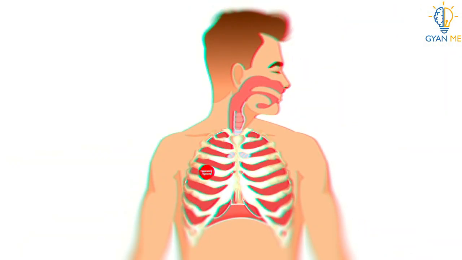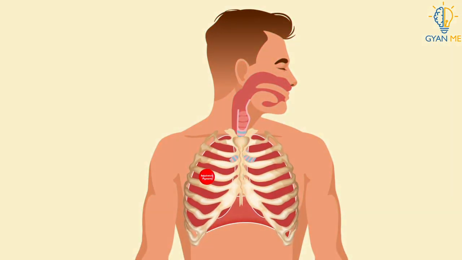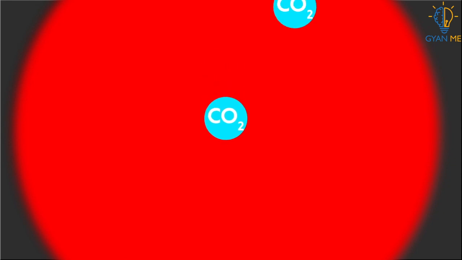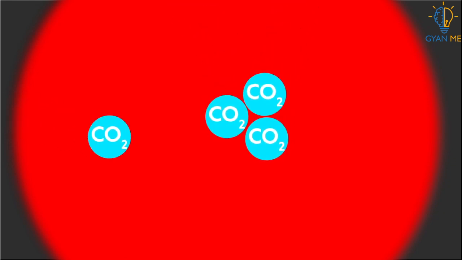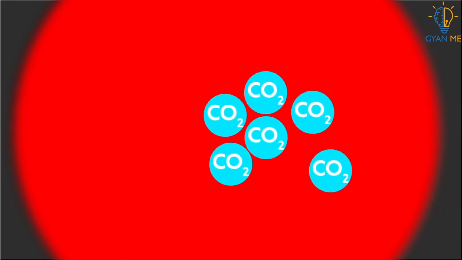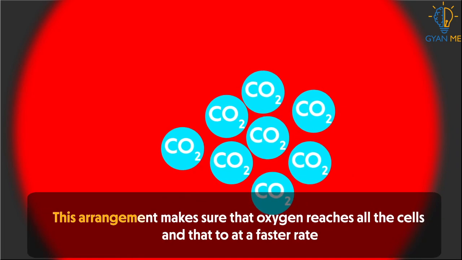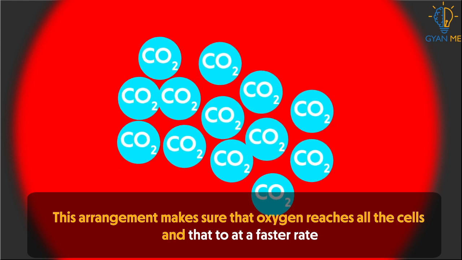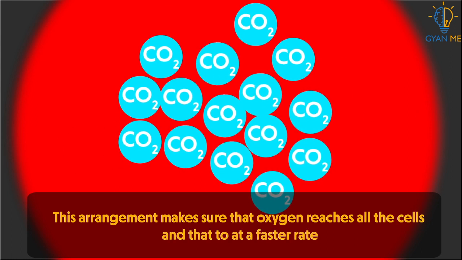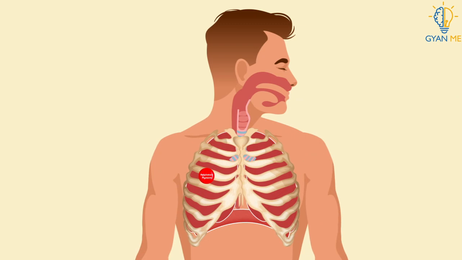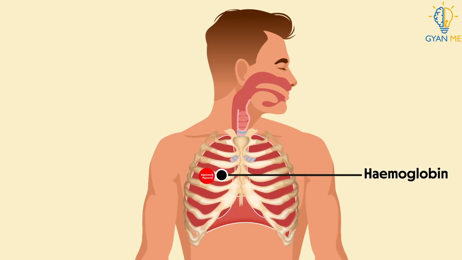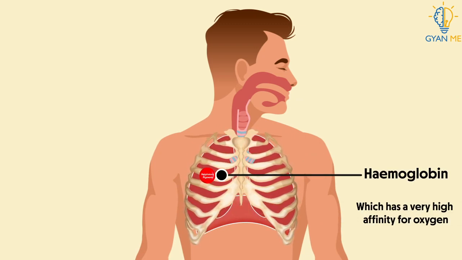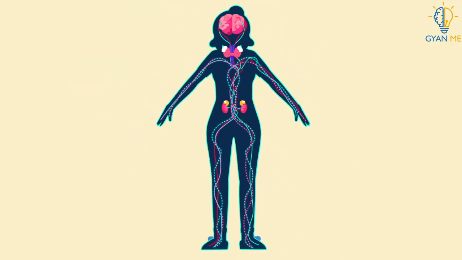And the same respiratory pigments collect carbon dioxide from the cells of the tissue and bring it back to the lungs. This arrangement makes sure that oxygen reaches all the cells, and that too at a faster rate. In human beings, the respiratory pigment is hemoglobin, which has very high affinity for oxygen. This pigment is present in RBCs, as we know.